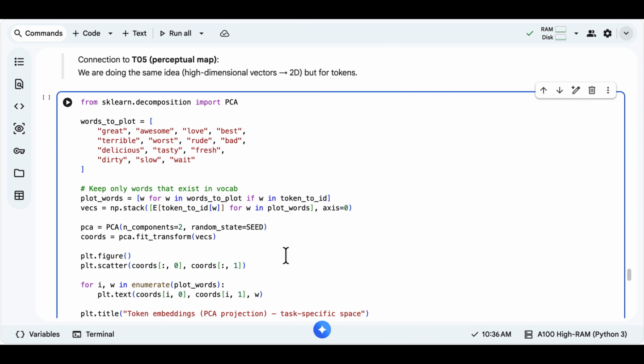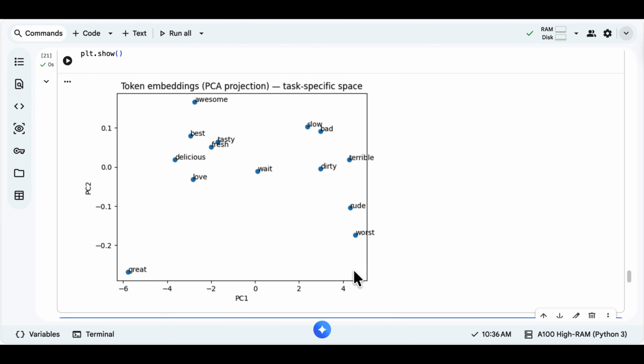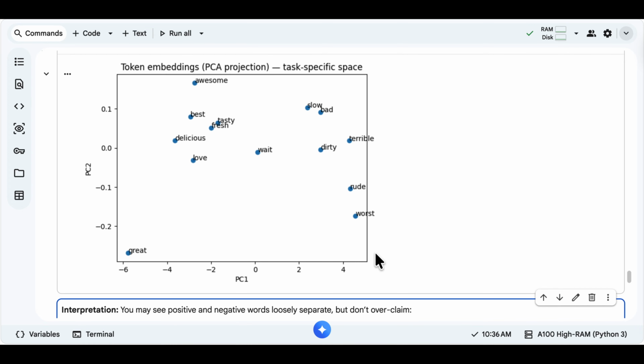The code selects a small set of positive, negative, and food or service-related words, then projects their embeddings down to 2 dimensions with principal component analysis. In the plot, positive words such as great, awesome, best, and love appear loosely together, while words such as terrible, rude, worst, and bad fall on another side. Tokens such as waited and dirty occupy positions that reflect service or hygiene complaints.